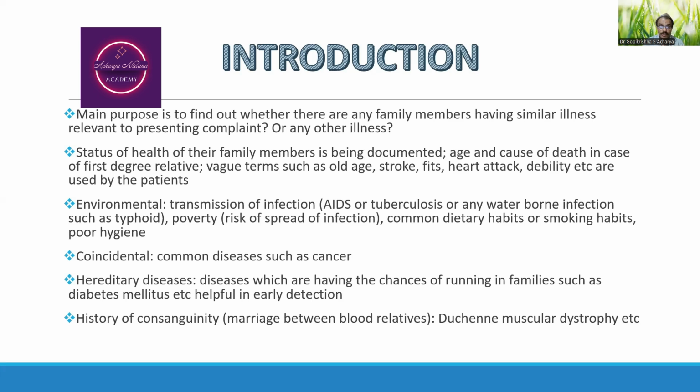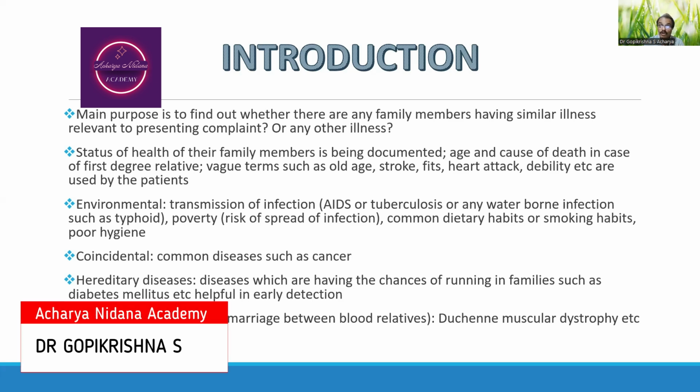Suppose any death has happened, we are going to note the age and cause of death in the case of first degree relatives. Certain vague terms are used by the patients, such as old age, meaning death has happened due to old age, or stroke, or fits, or convulsions, or heart attack, or debility, such as emaciation, etcetera. Those different terminologies have to be recorded there.